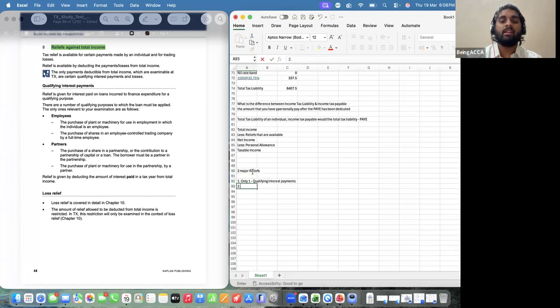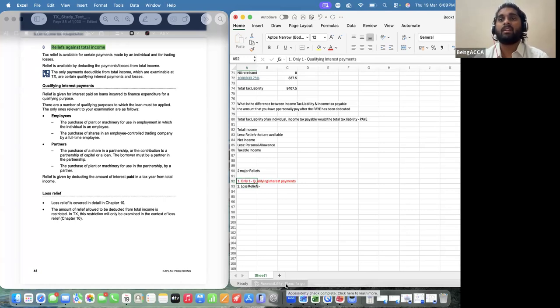Okay, the second one is known as loss relief, which relates to how the trading losses that you make are set off, and any chargeable gains or chargeable losses that you make, how they are set off. These are the two other reliefs which we'll be discussing in trading losses for individuals and also chargeable losses. We will discuss those when we get to those chapters. But right now in this chapter, we'll only be focusing on qualifying interest payments.